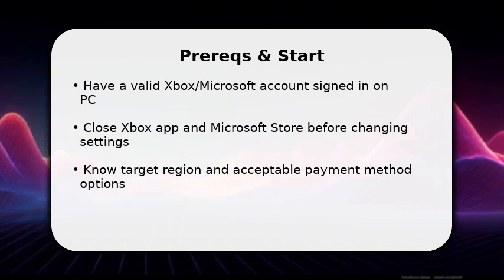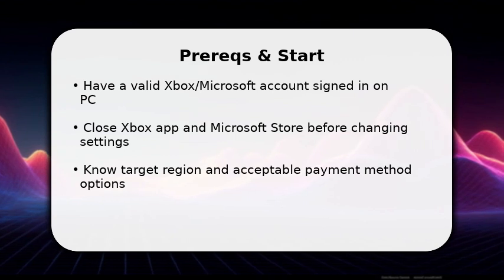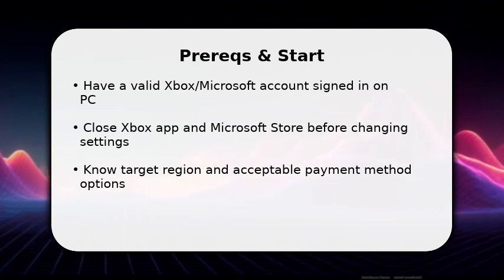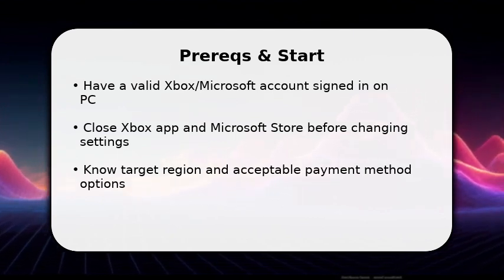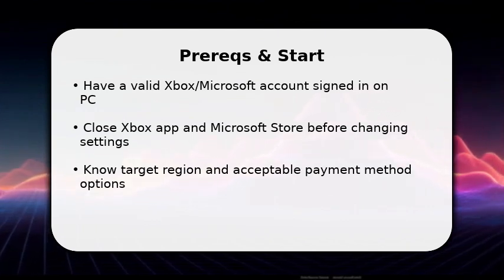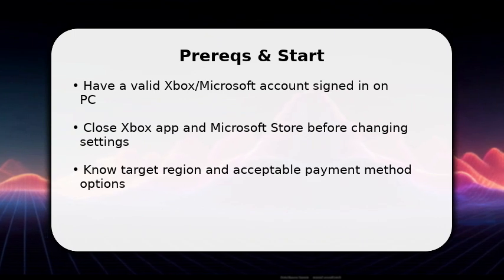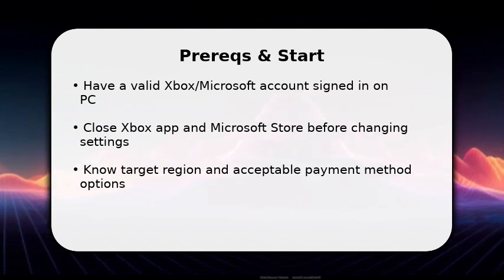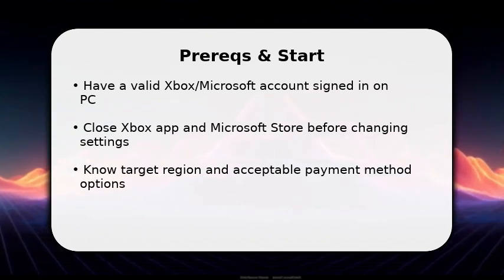Open Windows settings, go to time and language, then region and set the desired country. You do this now because the OS region is the base that many apps, including the Xbox app, query. Changing it first prevents mismatches later and makes subsequent steps predictable and faster.